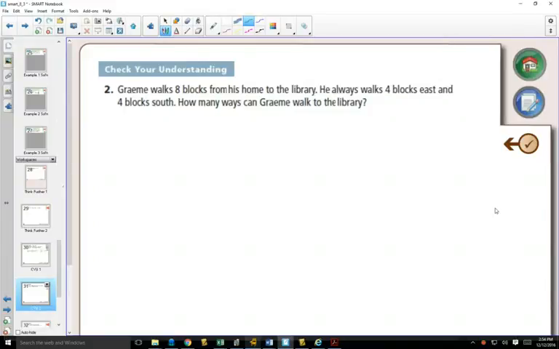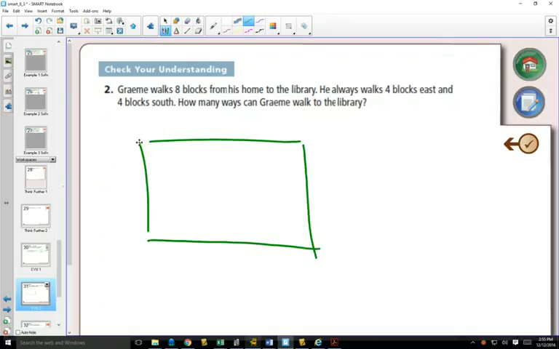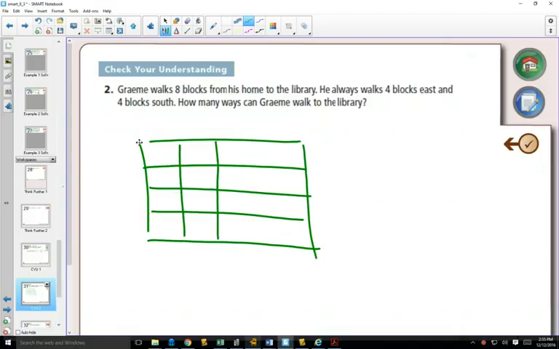All right, Graham. So Graham is walking 8 blocks from his home to the library. So if we draw the grid here, this is Graham's house over here. We got the library down here. And he is walking 4 blocks east and 4 blocks south to get to the library.